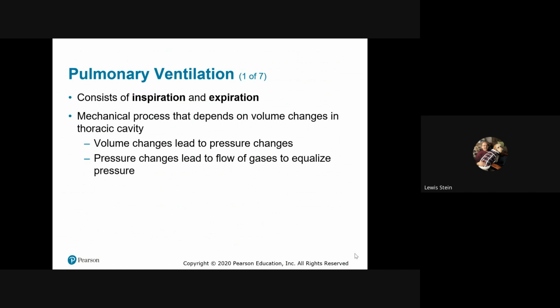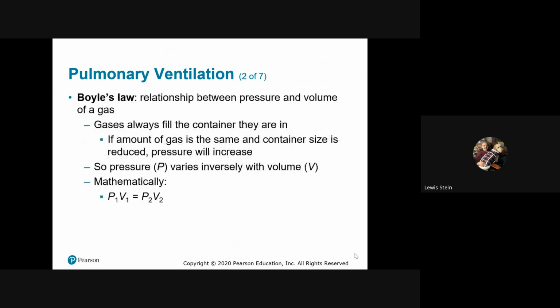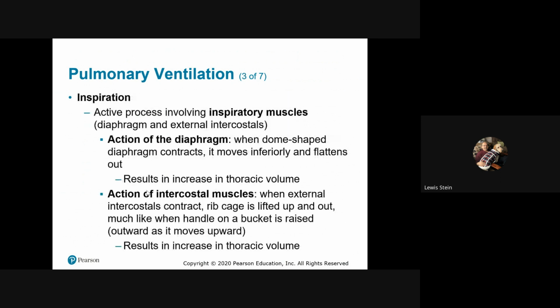So when you talk about ventilation, air in and out, inhaling and exhaling, the whole idea is this constant relationship. It's called Boyle's law, and it's basically the same thing as the ideal gas law. You have one set of numbers and another set of numbers. If you compare them, the relationship between pressure and volume: as the volume goes up, pressure goes down, or as the volume goes down, pressure goes up. We call that inversely proportional.